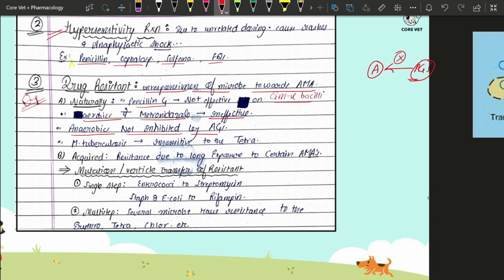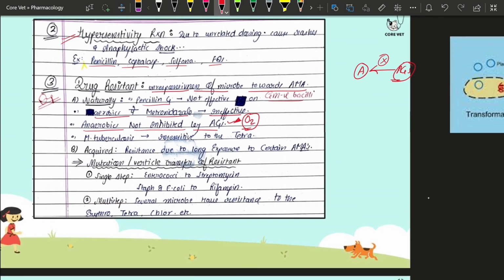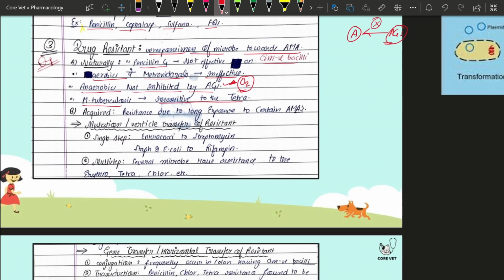So the aminoglycoside is also not able to treat the patient, because for an aminoglycoside to show an effective mode of action, the presence of oxygen is necessary. That's why the anaerobics can't be inhibited by the aminoglycoside. Okay, and the mycobacterium tuberculosis is also insensitive towards the tetracycline. Okay, that was about the natural resistance.